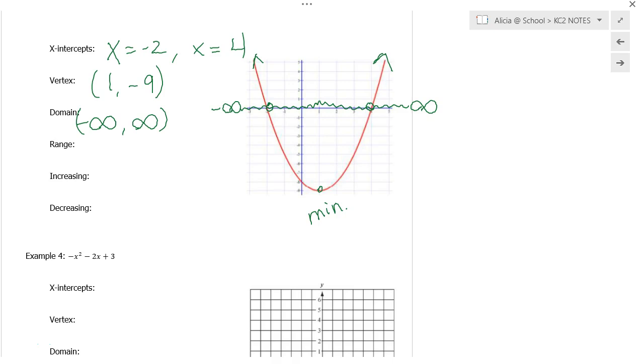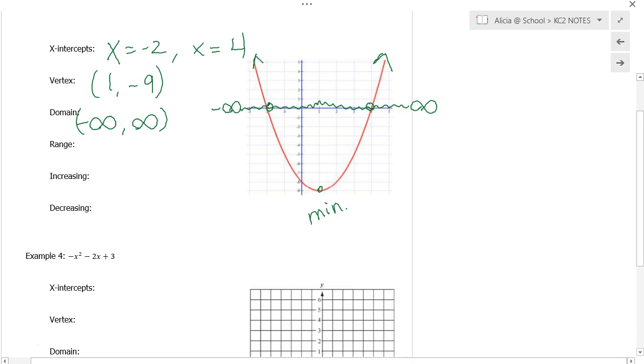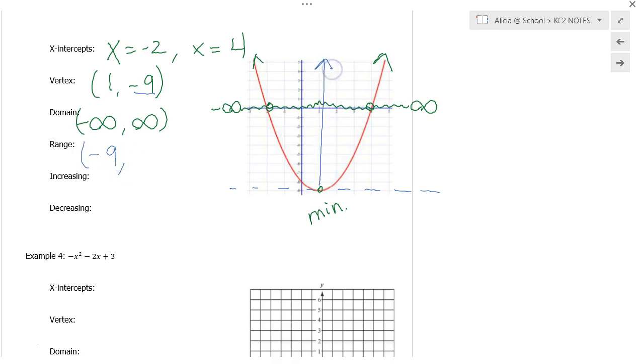The range: how far down and how far up does our graph go? Well, if I see my vertex is right here, I know my graph is not going any lower than that blue dotted line I just drew. And that y value is -9. So from -9, does my graph go up or does it go down? Well, it's opening upward. So therefore, positive values for y are up there in positive infinity. So our range is going to be from -9 all the way to positive infinity for y.